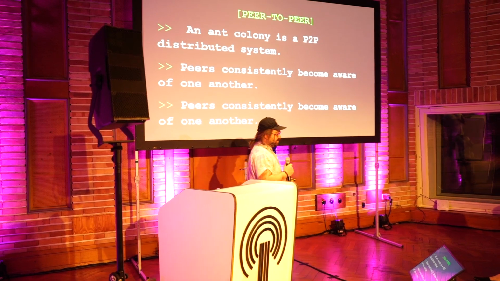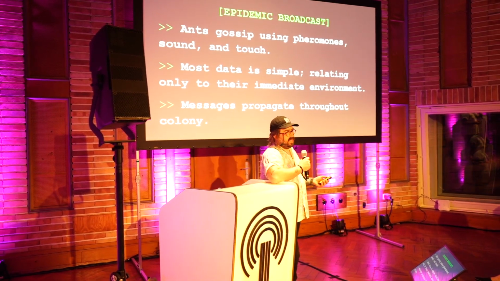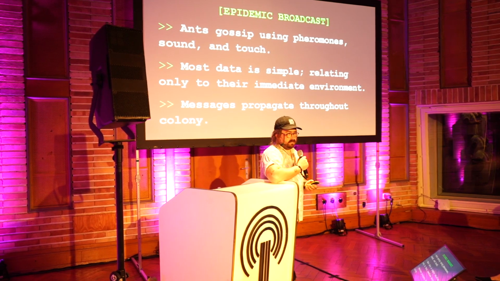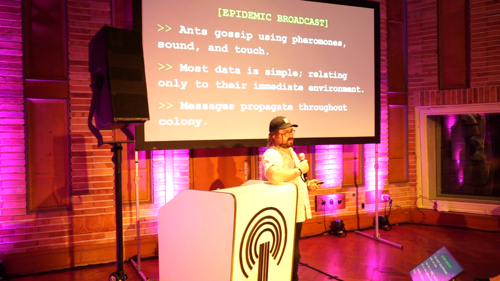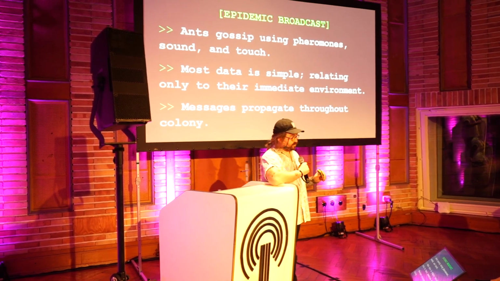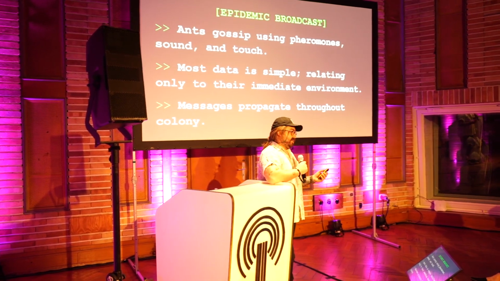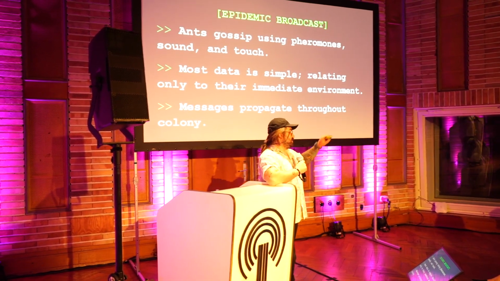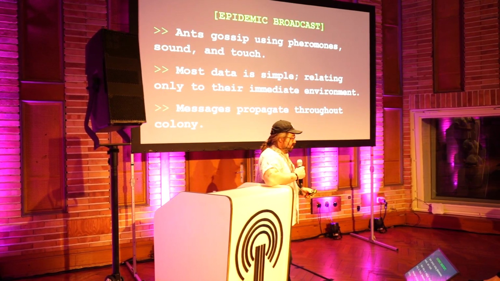So what they do is they communicate via epidemic or gossip protocol, essentially the same way that we communicate messages throughout a peer-to-peer system today. Most of the data is pretty simple. It's just relating to what they know. And that's how it propagates to the colony. One ant sees another ant, it bumps off that information, and so on and so forth.